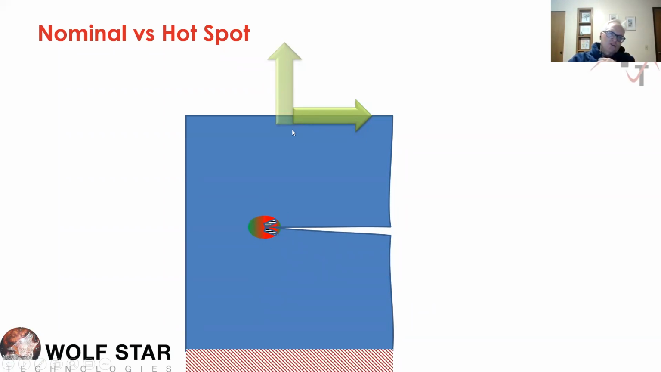So the strategy with TrueLoad, what we're going to be doing is we're going to put gauges in nominal areas here. The nominal strain response in these areas will be proportional to the exterior loading, and we'll be able to use these for loads.